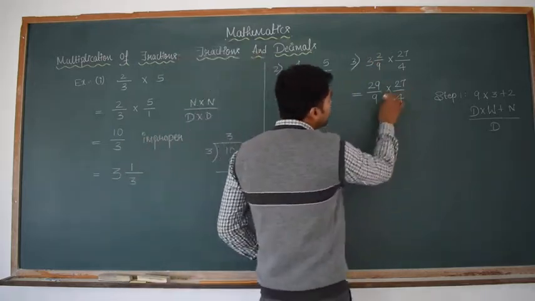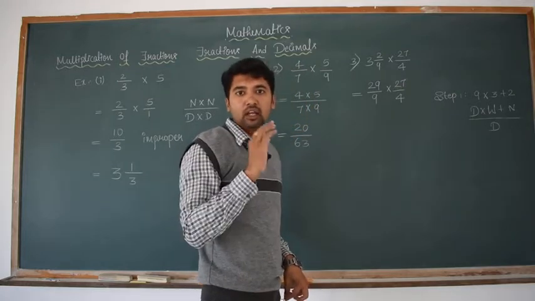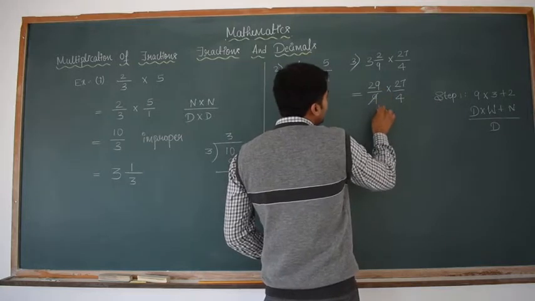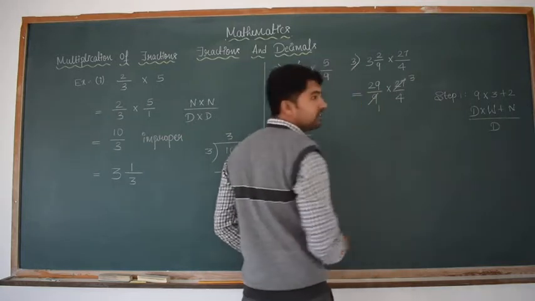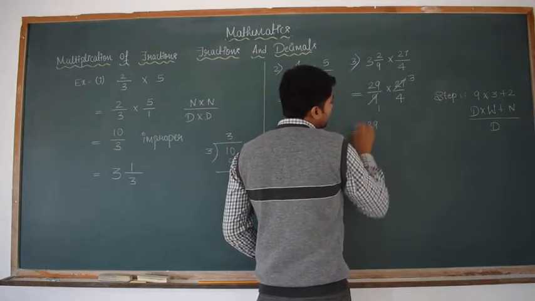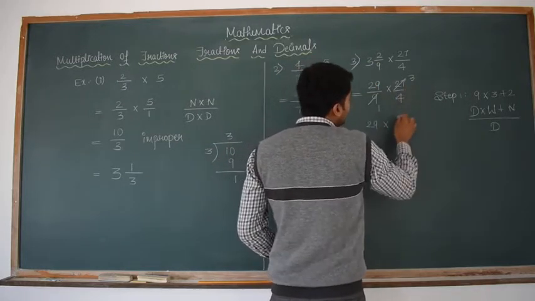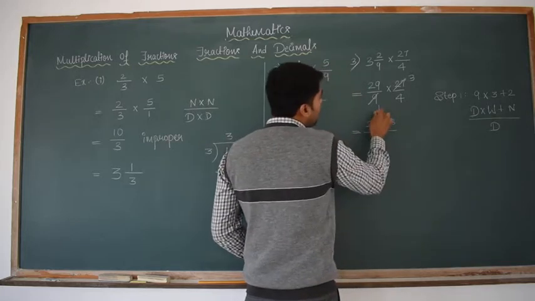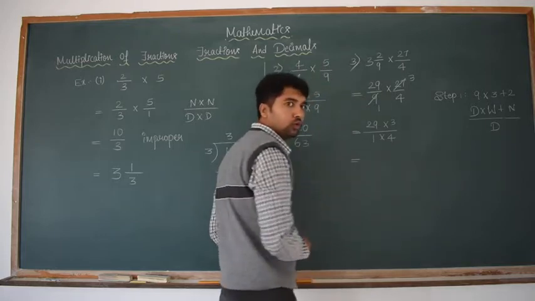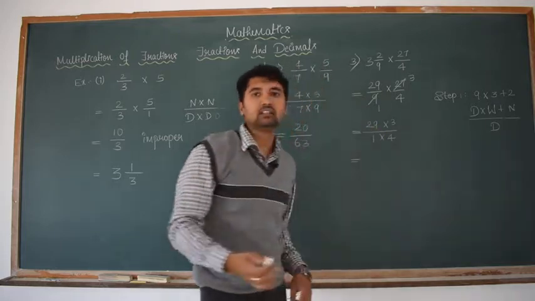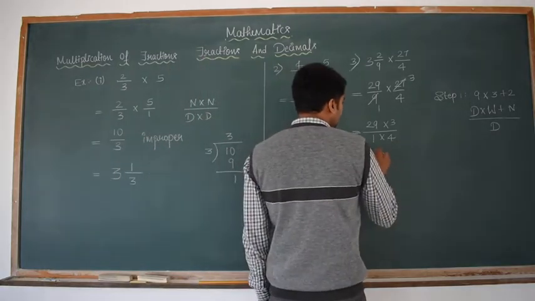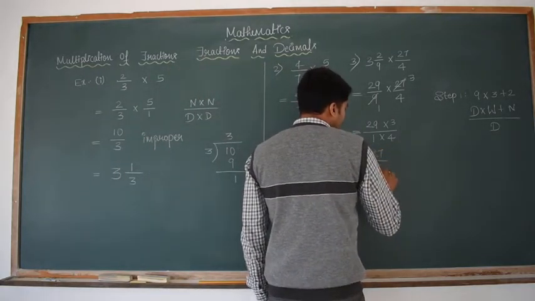yes, 9 and 27 both come in the same table. 9 3s are 27. So at that time you can reduce it. 9 1s are 9, 9 3s are 27. So now what you have to do is, 29 is the remainder here, into 3 you have to take, divided by 1 into 4. So that is equal to 29 3s are how much? 87. 29 3s are 87, divided by 4.